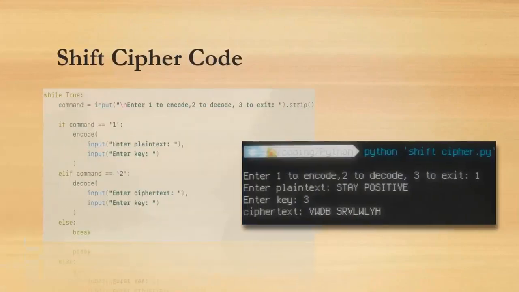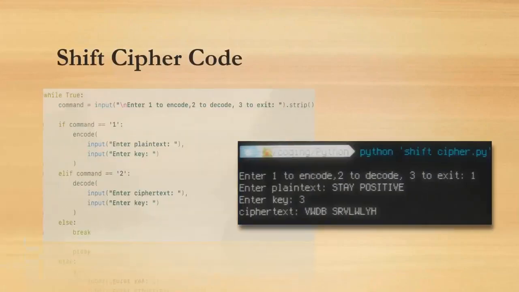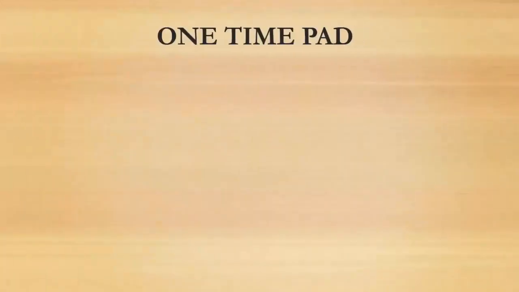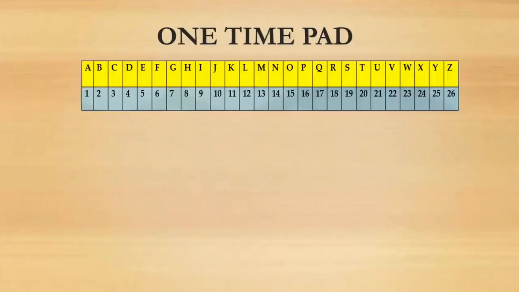Now we have made a module to test if the code runs correctly or not. So we can see that the code runs correctly, and we can convert plain text into ciphertext using this code. Now we will talk about the one-time pad.